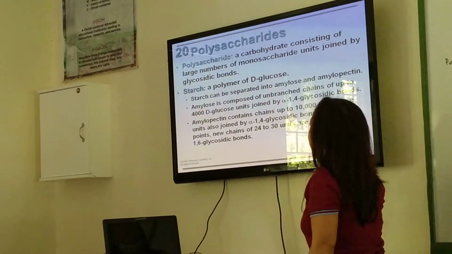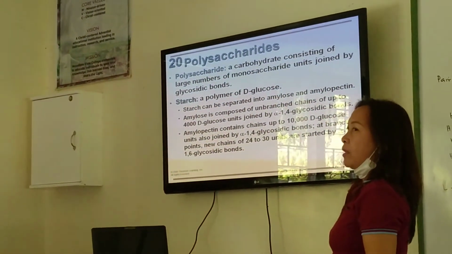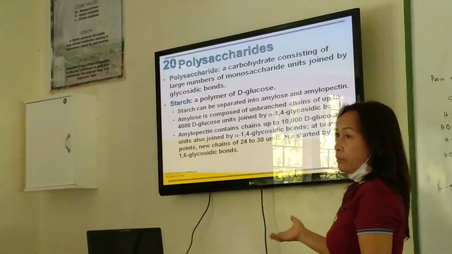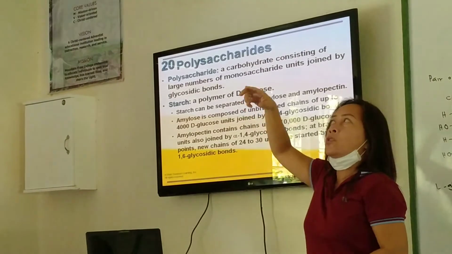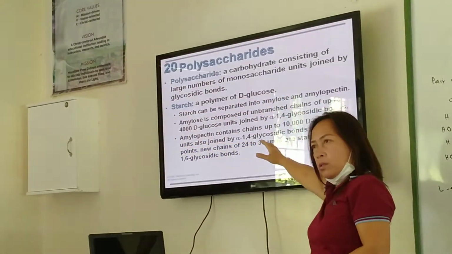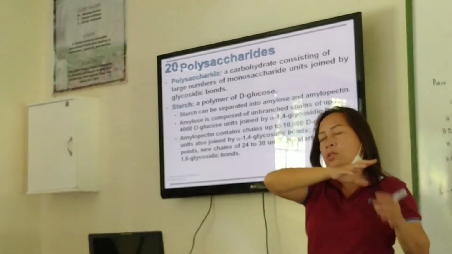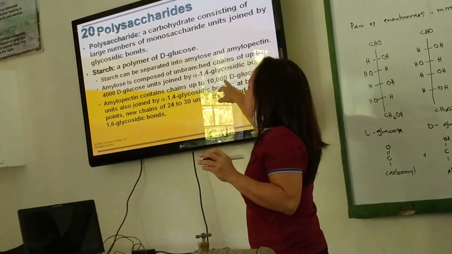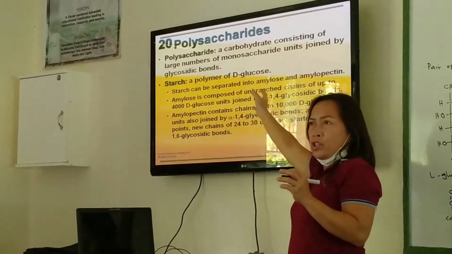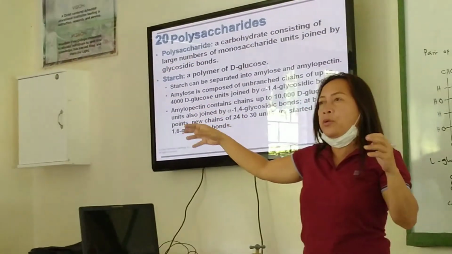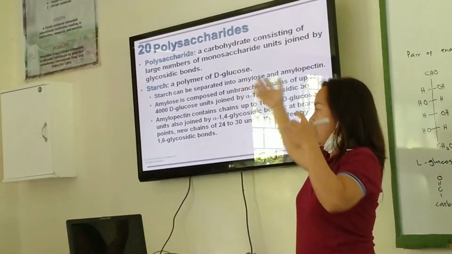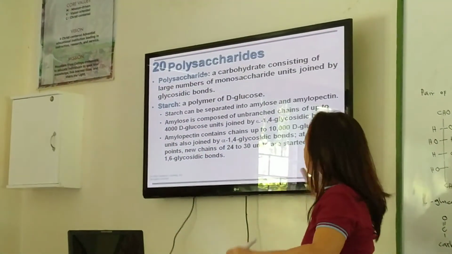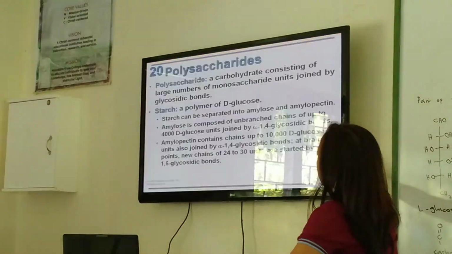How about the polysaccharide? Now polysaccharide, you have the poly, several units of sugar, saccharide. Say glucose, glucose, glucose, glucose, glucose, glucose. Up to how many? Say up to 10,000 glucose units bonded together with glycosidic bonds. That is how big your polysaccharide is. It's a big molecule, okay? And joined together by glycosidic bonds.